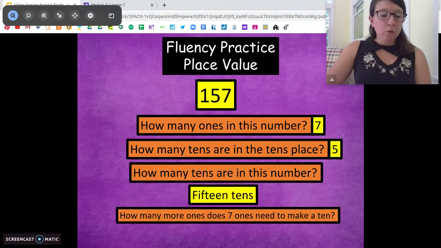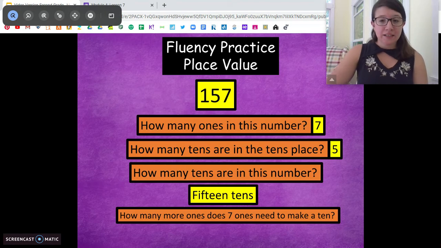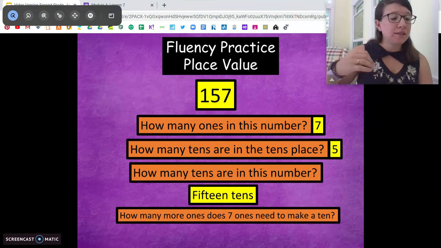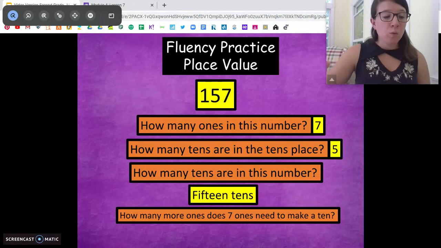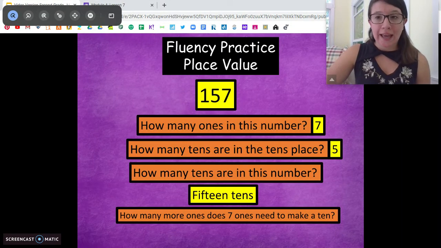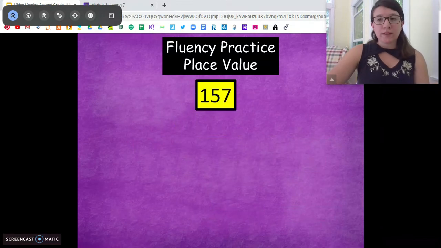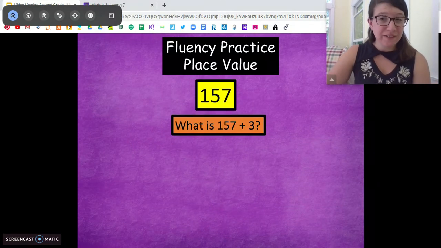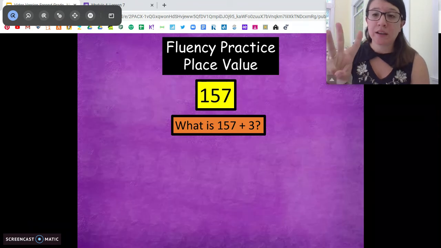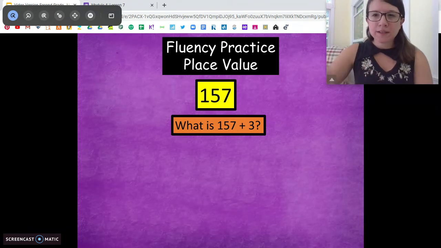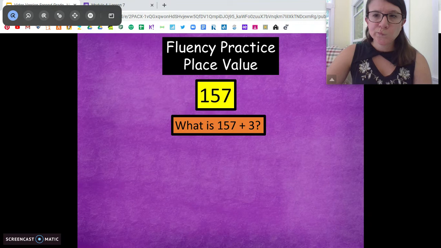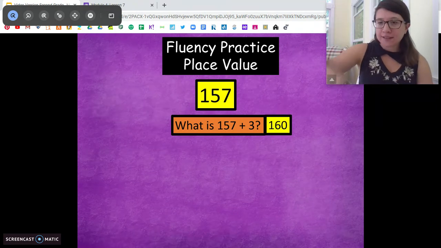How many more ones does 7 need to make a 10? So that's 7 in our ones place. How many more ones do we need to get a new 10? 7 plus what is going to get us to a new 10? 3 ones. Awesome job. So we're still at 157. What is 157 plus 3? You just told me we needed 3 more to get to that new 10. So what's that going to be? 160. Very good. That's our next 10.